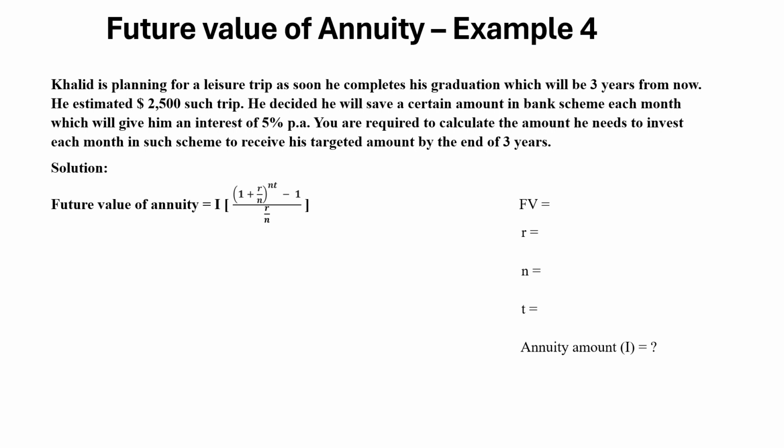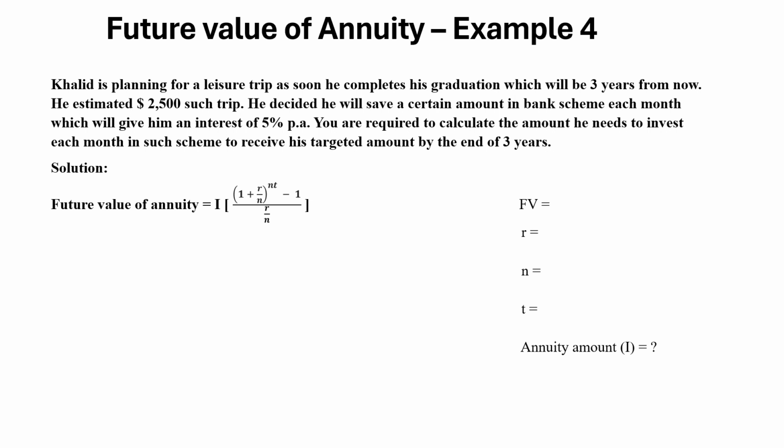He decided he will save a certain amount in a bank scheme each month, which will give him, remember each month, so our n will be 12, an interest of 5% per annum. You are required to calculate the amount he needs to invest each month in such a scheme to receive his targeted amount by the end of 3 years. So first we will write the formula.